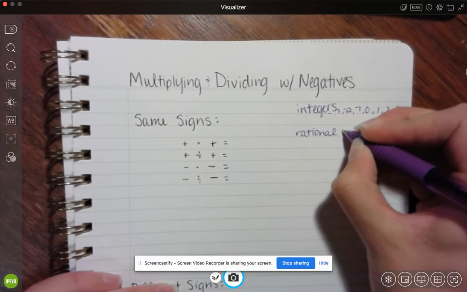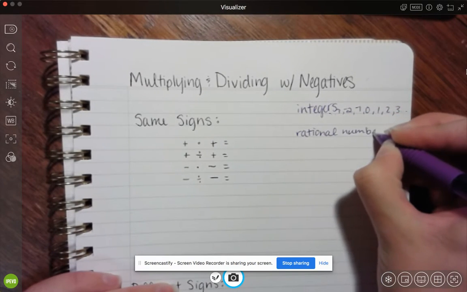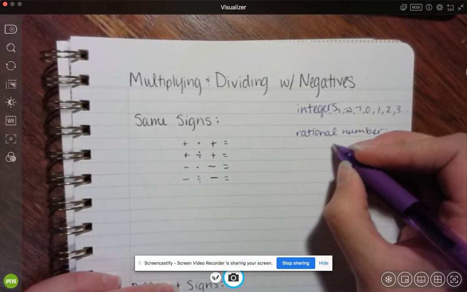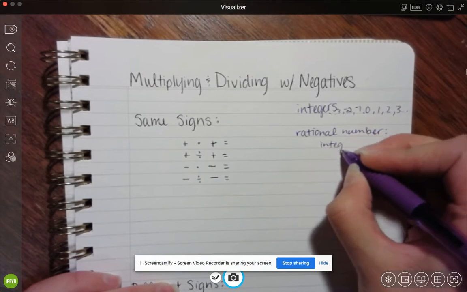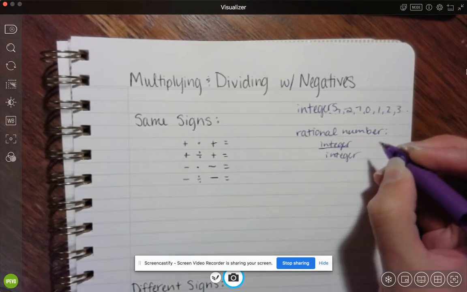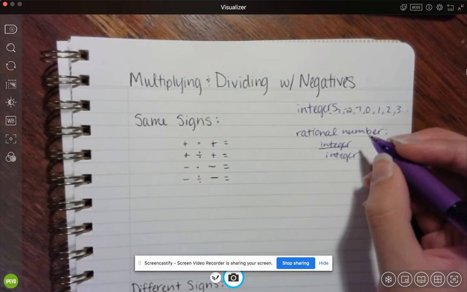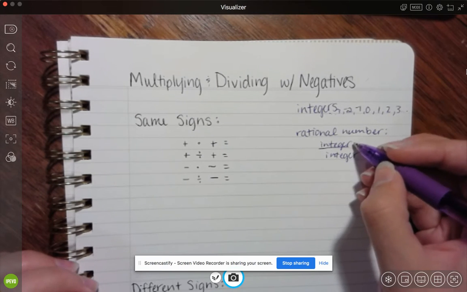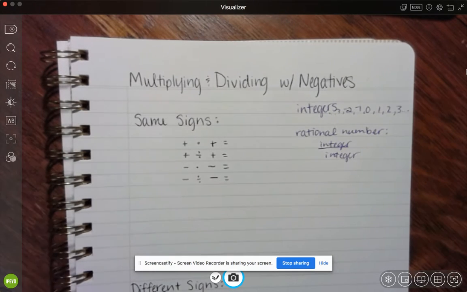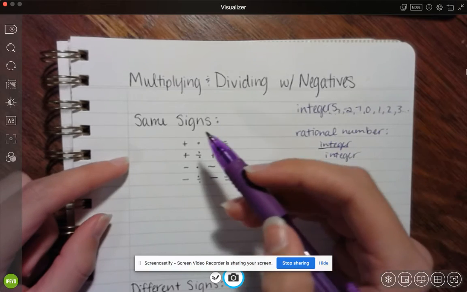Okay, so if you remember, a rational number is any number that can be written as an integer over an integer. Right, so rational numbers can be positive or negative as well, because integers can be positive or negative. So let's first look at when we are multiplying and dividing two numbers with the same sign.